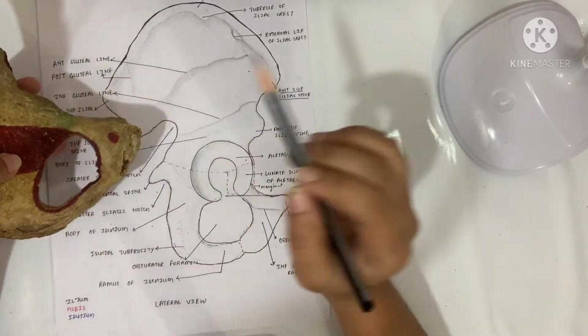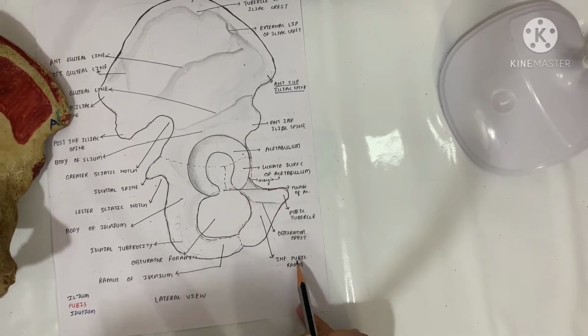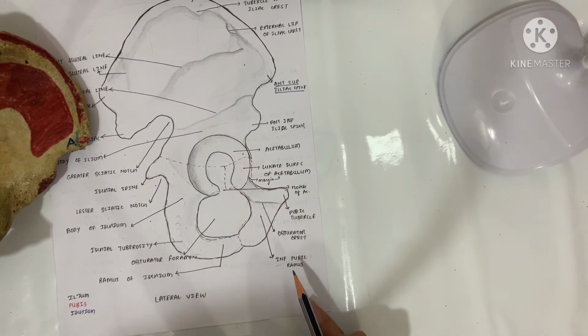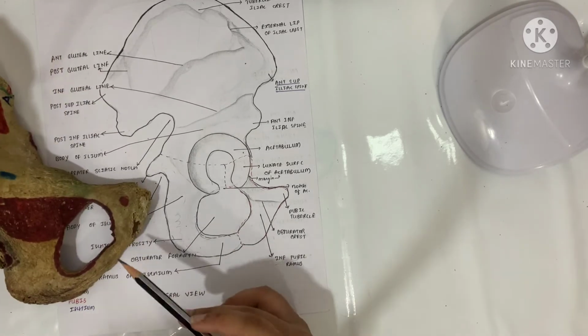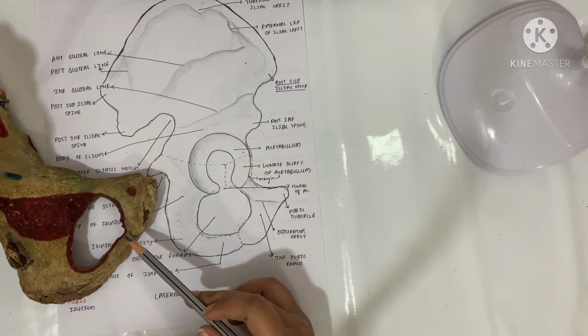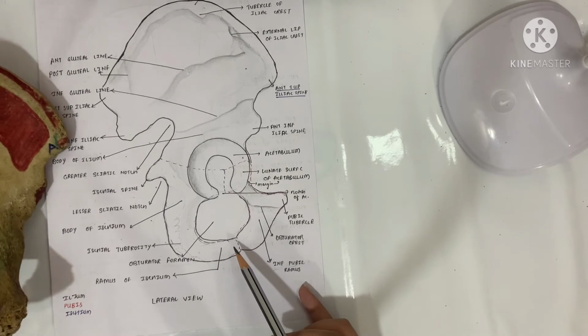Then this one is the inferior pubic ramus. See, here it is marked. It extends posterior-inferiorly from the body of the pubis to join the ischial ramus. It joins over here with the ischial ramus, forming the ischiopubic ramus. So here it is called the ischiopubic ramus.